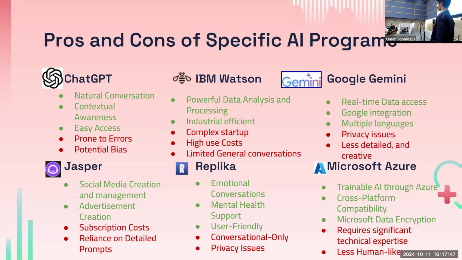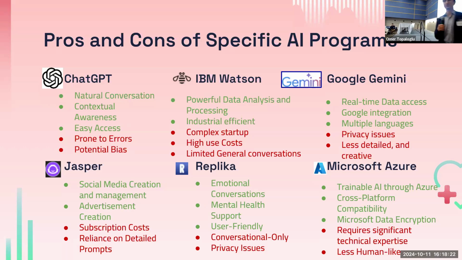So another thing, just out of curiosity, why did you list conversation only for Replica as a con? Well, since this is directed towards students, and students have a wide array of uses for AI, only being used for conversation can sometimes limit what students can get from the AI. So I just wanted to put that there to make sure that students understand what they're getting when they use Replica.